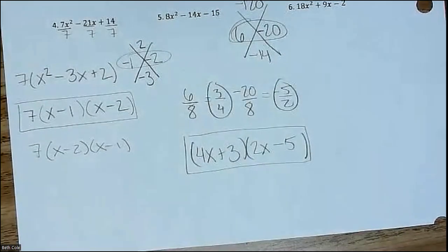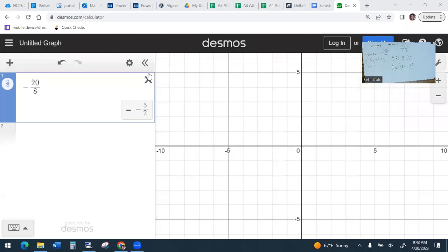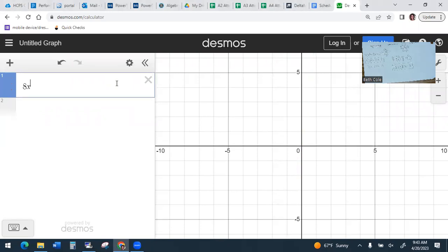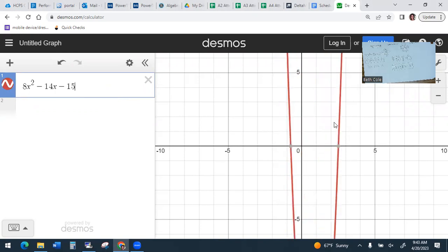Can I show you a trick? Now this will work on the SOL if it's multiple choice. The majority of the SOL is multiple choice, but sometimes they give you those drag and drop things. This won't work for that, but let me show you a trick, okay? You can type the original problem, which was 8x squared minus 14x minus 15. Do you see the graph here? It's this U shape.